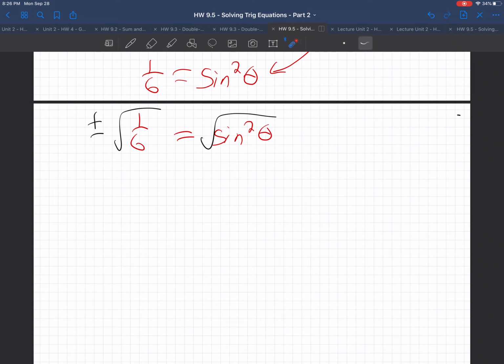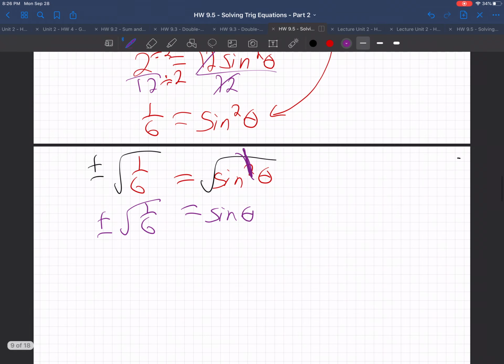So, I did root and plus or minus root. So, this cancels, right? That's why I did it. So, basically, let's write two things. This is sine of theta, right? Let me go a little slower. So, sine of theta is plus or minus square root of 1/6, right? These cancel, the root and the 2 powers. So, we've got the sine alone.